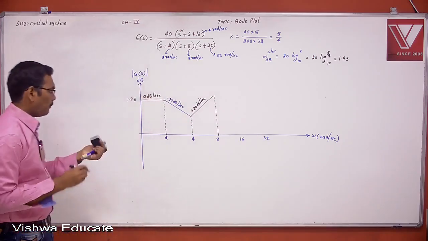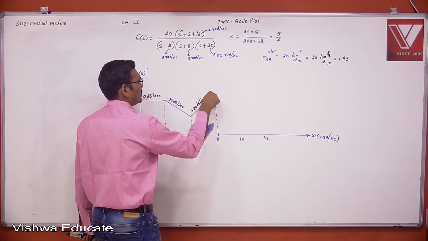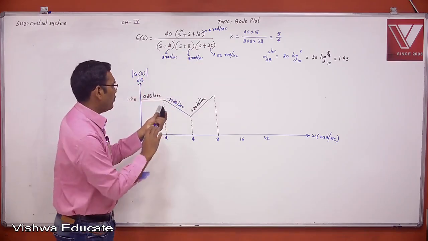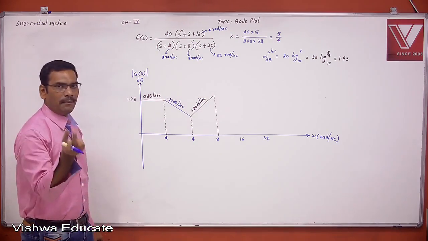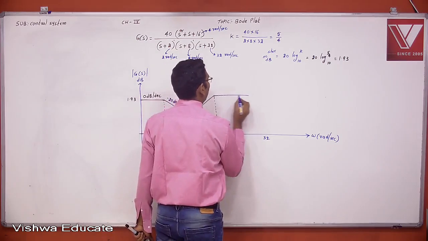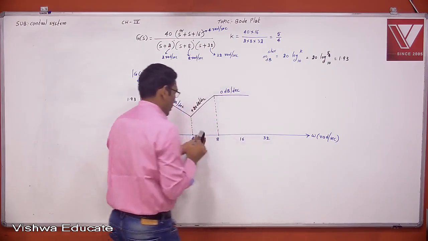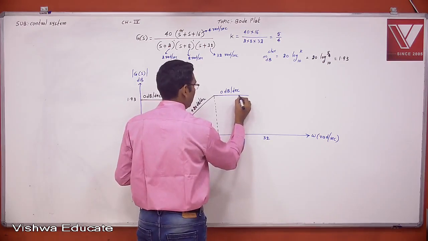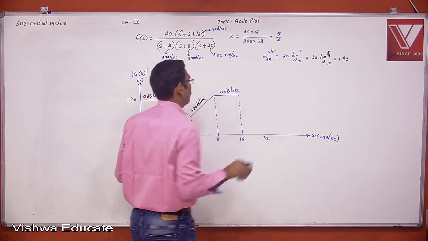Now at 8 radians per second, again one simple pole produces a slope of minus 20 plus 20. Now how much? 0 dB per decade. This is up to the next corner frequency, because the corner frequency is the frequency where the slope changes from one level to another level.